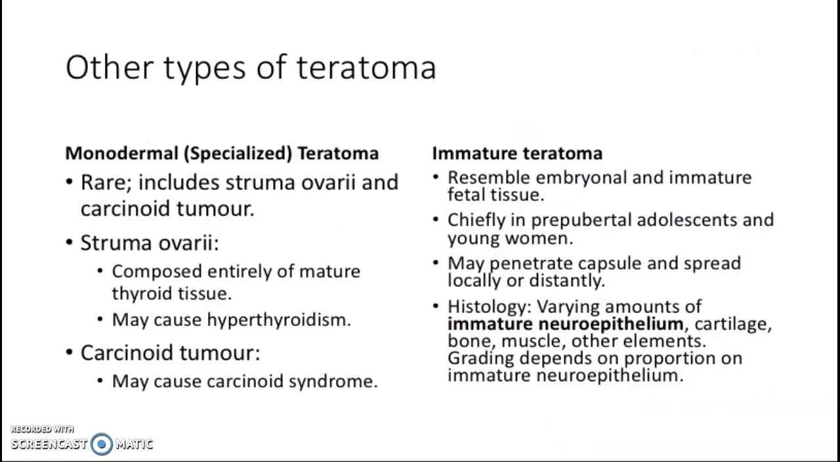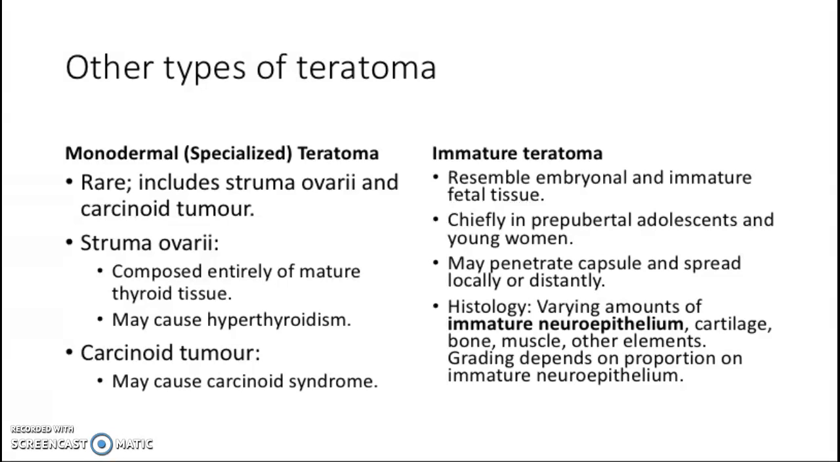There are other types of teratoma. One type is monodermal or specialized teratoma. It is rare, and the types include struma ovarii and carcinoid tumor. Struma ovarii is composed entirely of mature thyroid tissue, and it may cause hyperthyroidism. And carcinoid tumor may cause carcinoid syndrome.